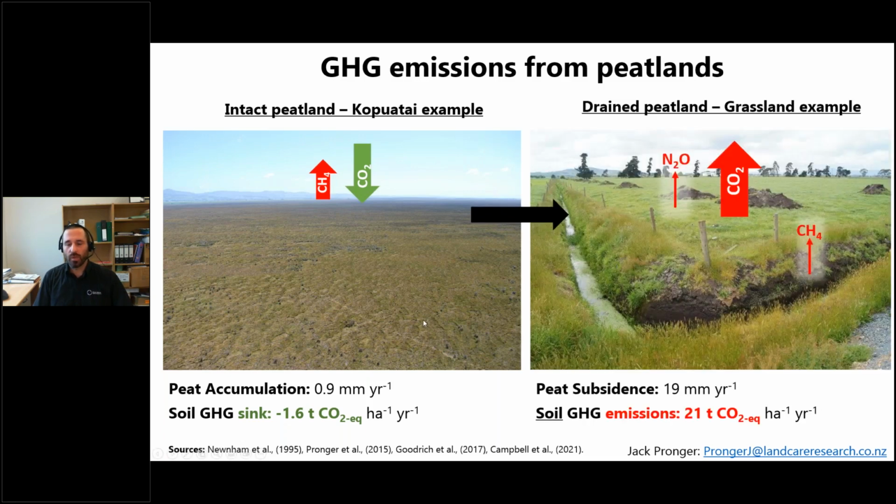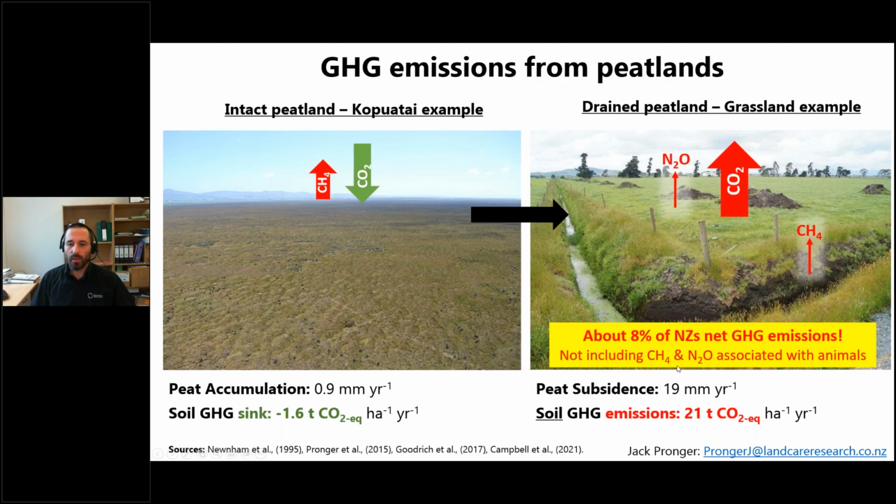However, when it's converted and drained to grassland or cropland, it becomes a very large source of CO2 and also a source of N2O and a reduced source of methane from the system. Overall, the emissions from the soil from these systems is about 21 tonnes of CO2 equivalents per hectare per year. So it's a pretty big number.